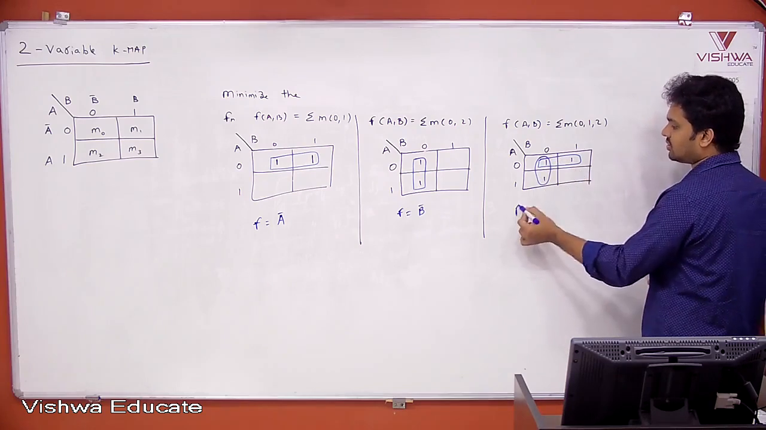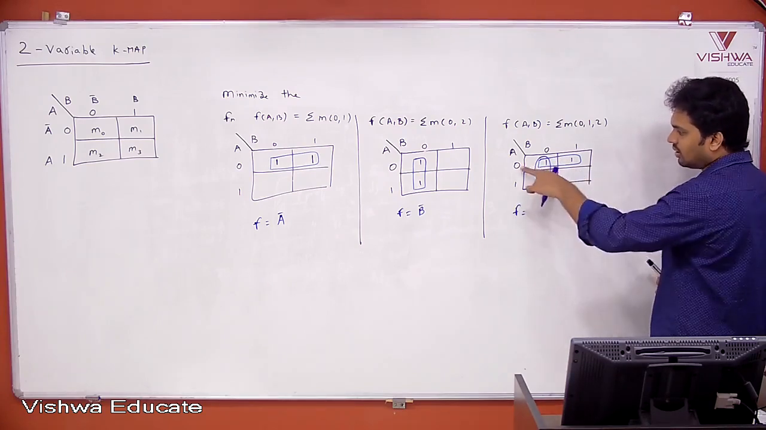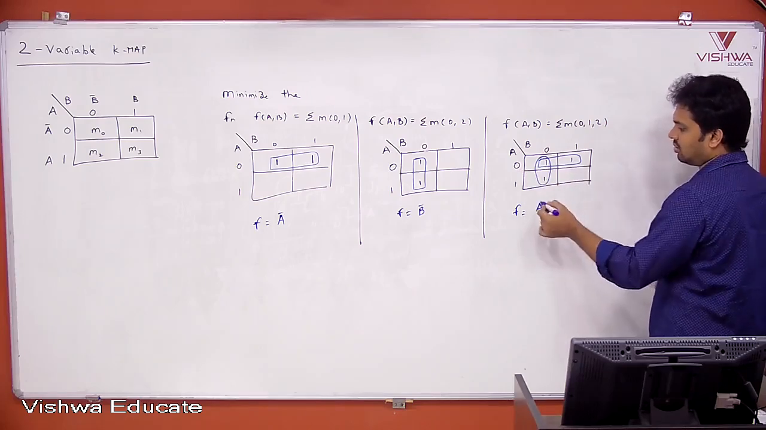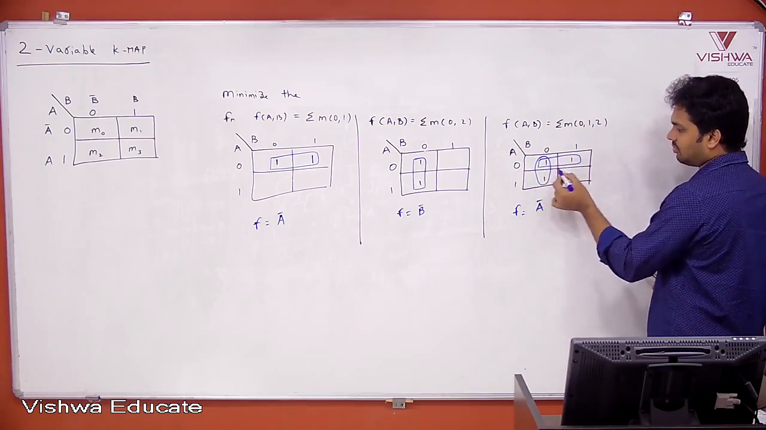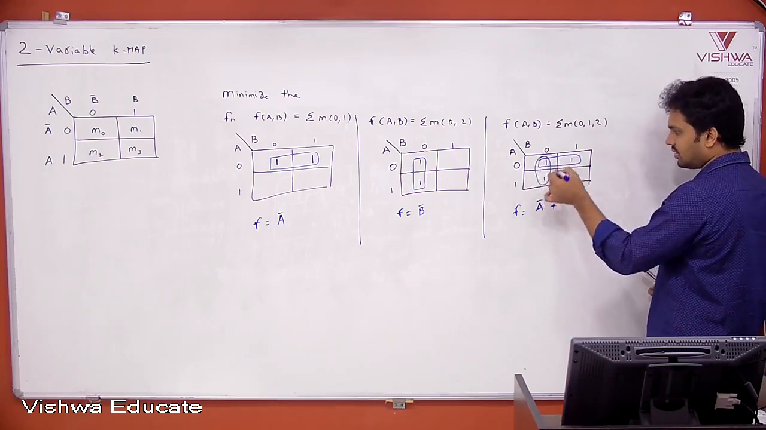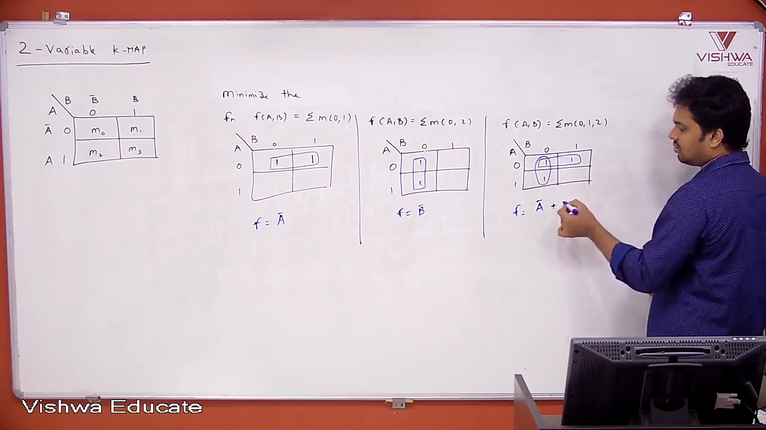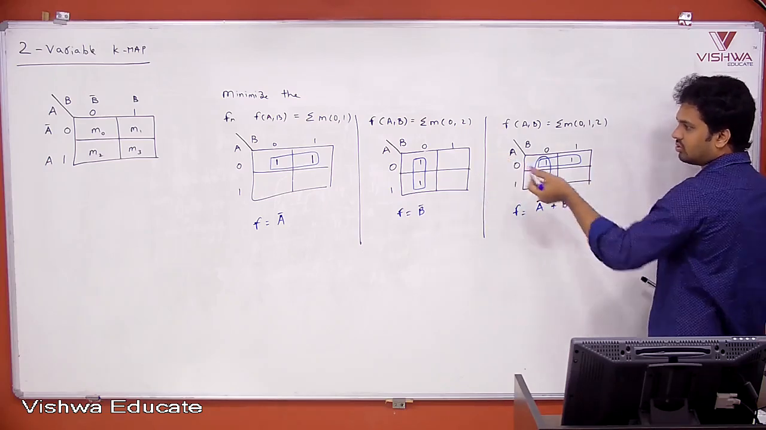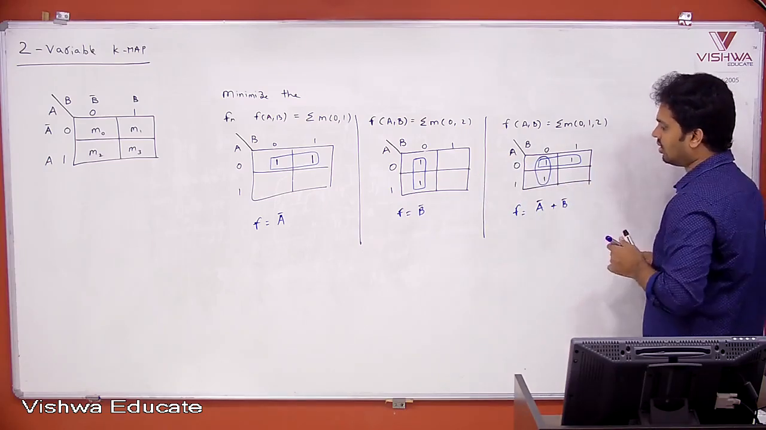So what is the function f? This is a bar. Is it clear? For this it is a bar plus, for this it is, what is this? 0 means b bar. Okay, combination, addition of these two. First two cases is this one. Yes or no?